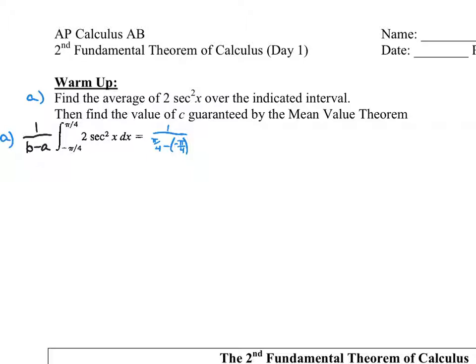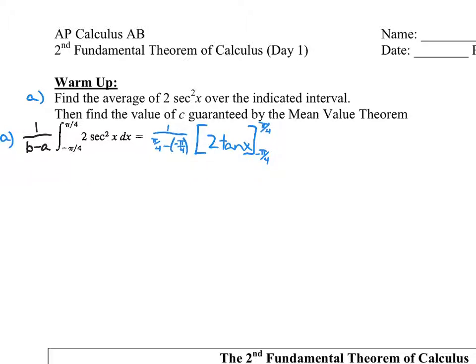Now, what is the integral of 2 secant squared? 2 tangent. Do you guys agree with that? Is the integral of secant squared tangent? Well, let's think. The derivative of tangent is secant squared. So yes, the integral of secant squared is tangent. So we're right. We need to use our fundamental theorem of calculus and evaluate this from negative pi over 4 to pi over 4.